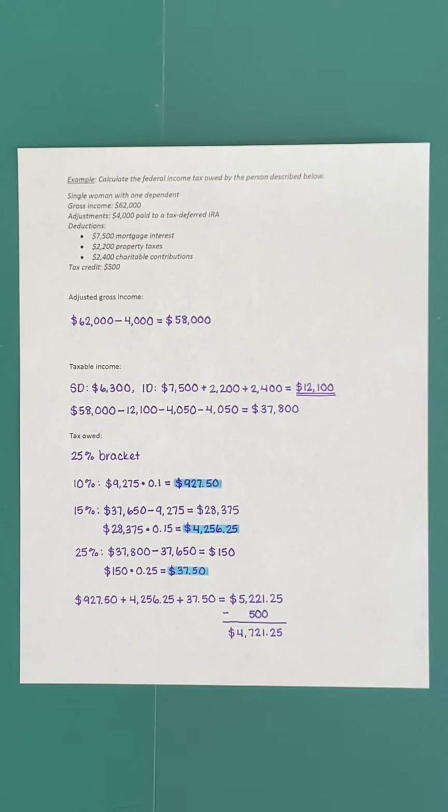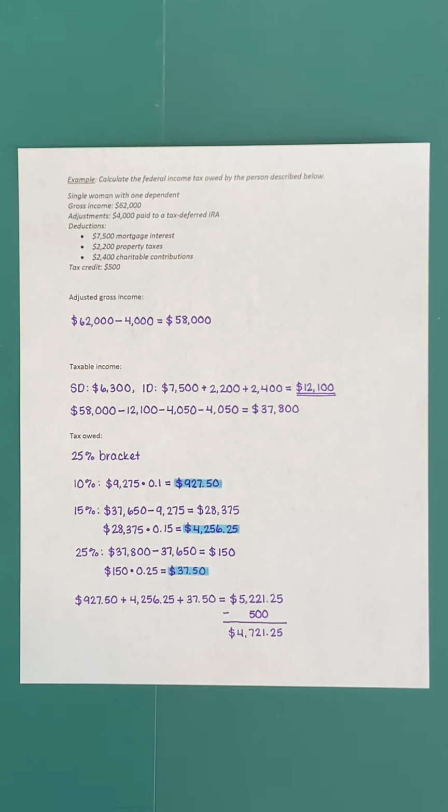Okay, so we want to calculate the income tax owed by this person described below. So this person is a single woman with one dependent. She has gross income of $62,000. She has a $4,000 adjustment based on payment to a tax-deferred IRA. IRA stands for Individual Retirement Account, excuse me. And then deductions, she has $7,500 in mortgage interest, $2,200 in property taxes, $2,400 in charitable contributions. And then she also has a tax credit of $500.